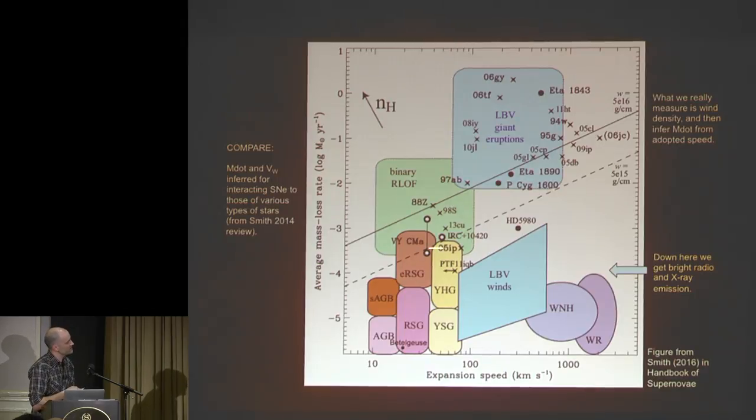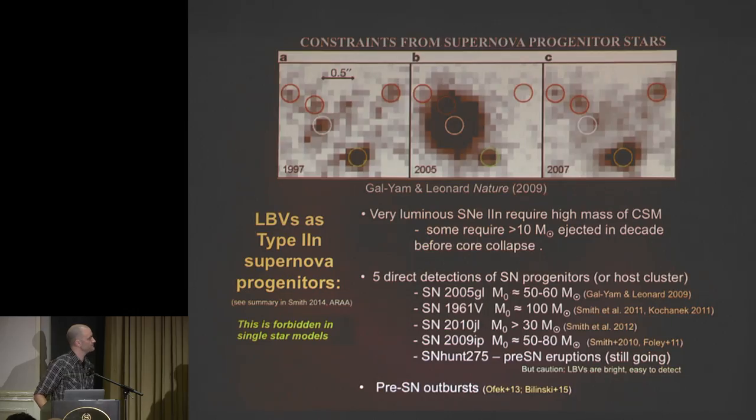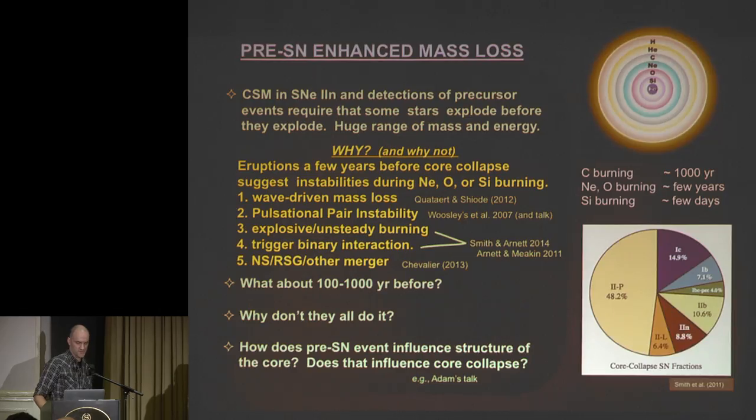Now, down at the bottom end, there are some of these red supergiants that have rates that get up there, okay? But these are very, very extreme red supergiants, things that have really raging winds that are only on for a short amount of time. Maybe I'll skip over this, except to say we have seen examples where the progenitor looks like an LBV. We've even detected pre-supernova eruptions, but I wanted to mention the caveat that that doesn't exclude red supergiants that are self-obscured, because the bright things are easier to see. There may be dusty, obscured red supergiants.